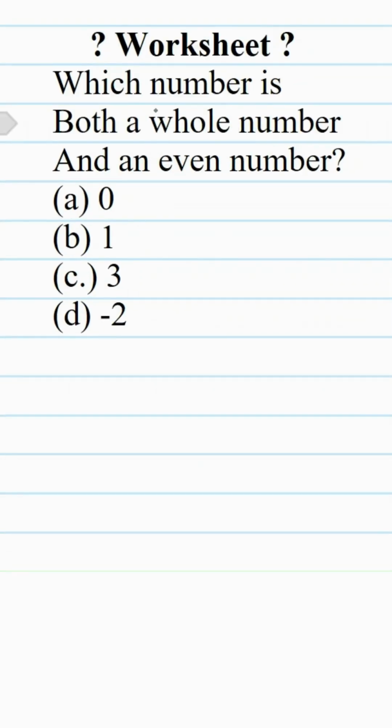Next question. Which number is both a whole number and an even number? Can you give me the answer? Good. If you said 0, you are correct. So 0 is both a whole number and an even number.